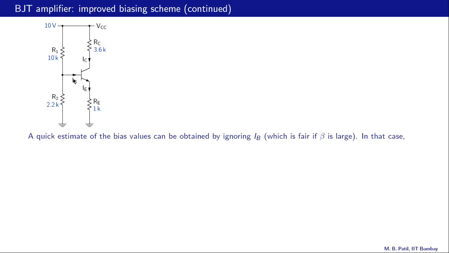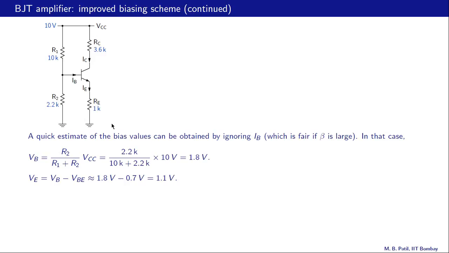This is like an open circuit, so there is no current there, and then we can obtain VB simply by voltage division, R2 by R1 plus R2 times VCC. So that turns out to be 1.8 volts. Once we get VB, we know that the base emitter junction is under forward bias, so there is a voltage drop of 0.7 volts there, so 1.8 minus 0.7, that is 1.1 volts.